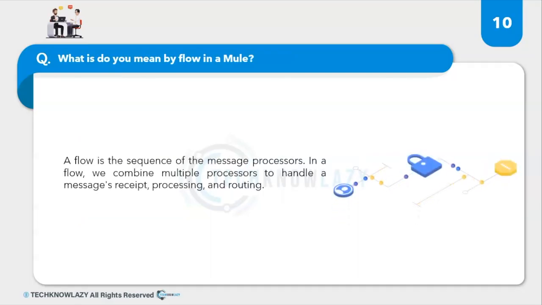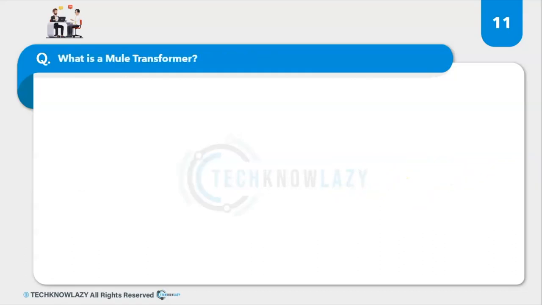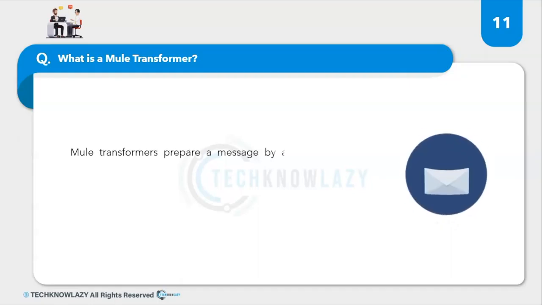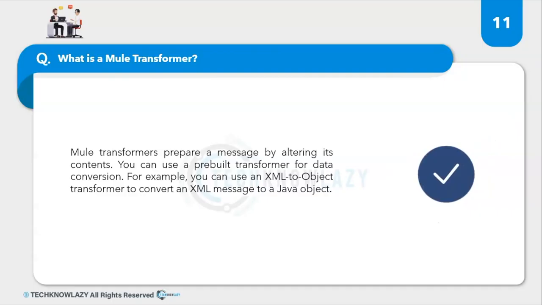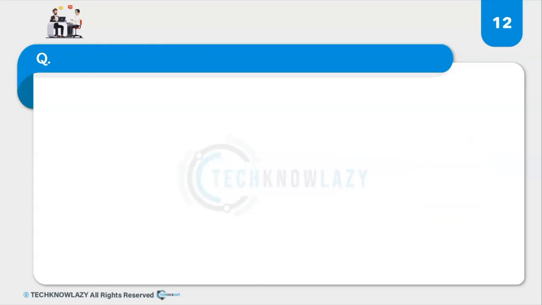So the answer for this question is a flow is a sequence of message processors. In a flow, we can combine multiple processes to handle message receipt, processing, and routing. Now, the 11th question. What is a Mule transformer? So the answer to this question is a Mule transformer prepares the message by altering its contents. You can use a pre-built transformer for data conversion. For example, you can use an XML to object transformer to convert an XML message to a Java object.